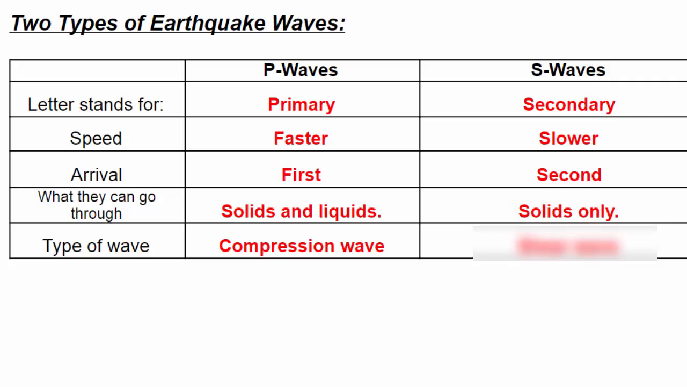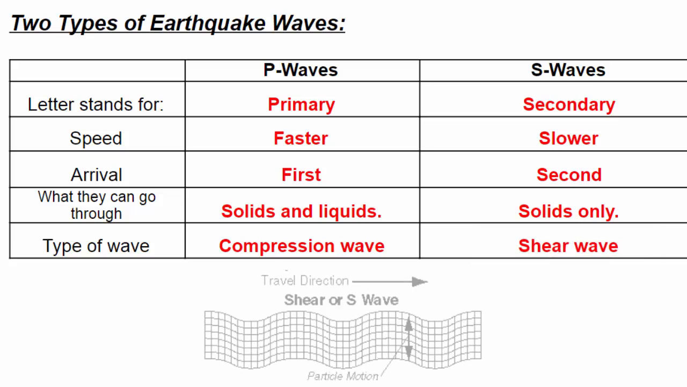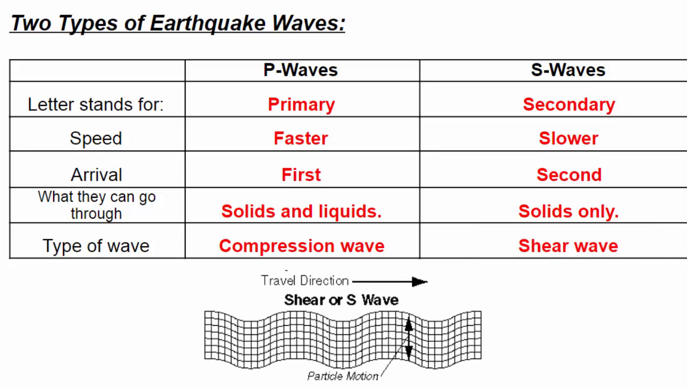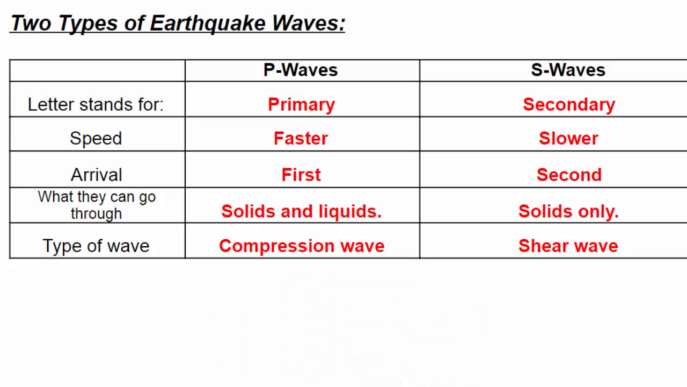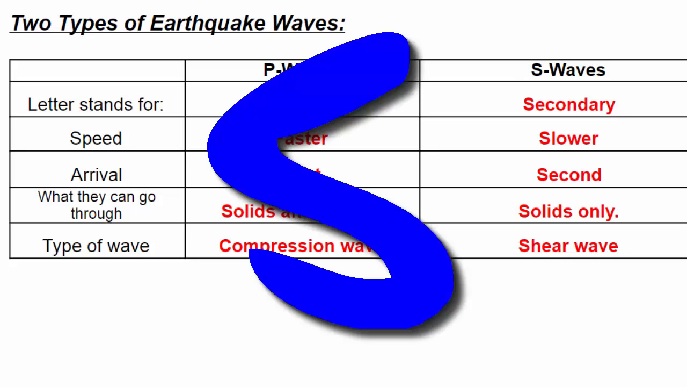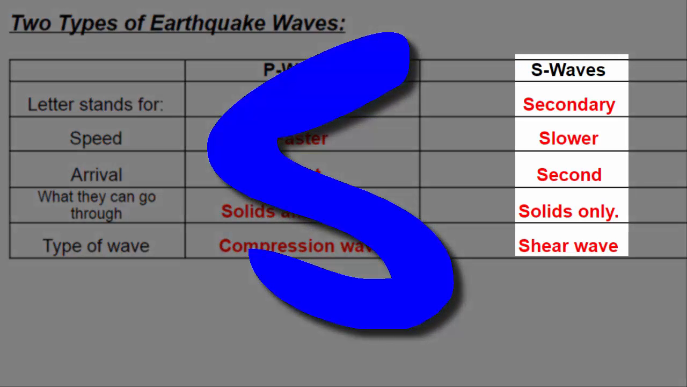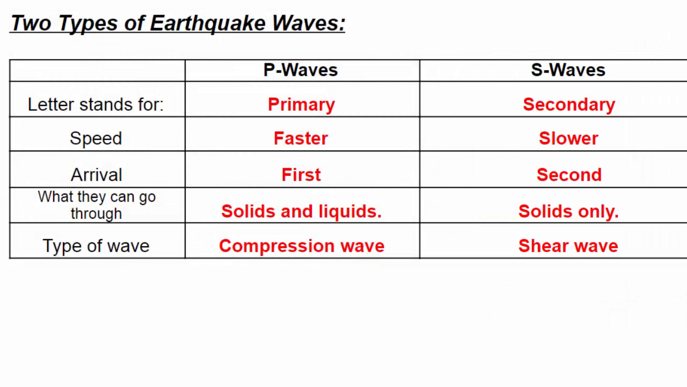They can only go through solids inside the Earth. And then finally, the type of wave, again, is called a shear wave. So are you seeing a pattern yet with the properties of S waves? Here's a little trick to help you to remember them. They all start with the letter S. So S officially stands for secondary, but it could also stand for slower, second one to get there, solids only, and shear wave. Make sure you have these properties copied down in your notes before you proceed in this video.